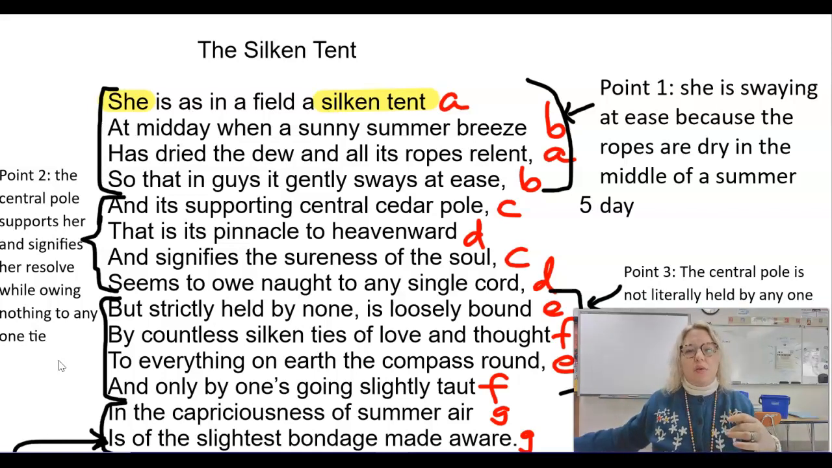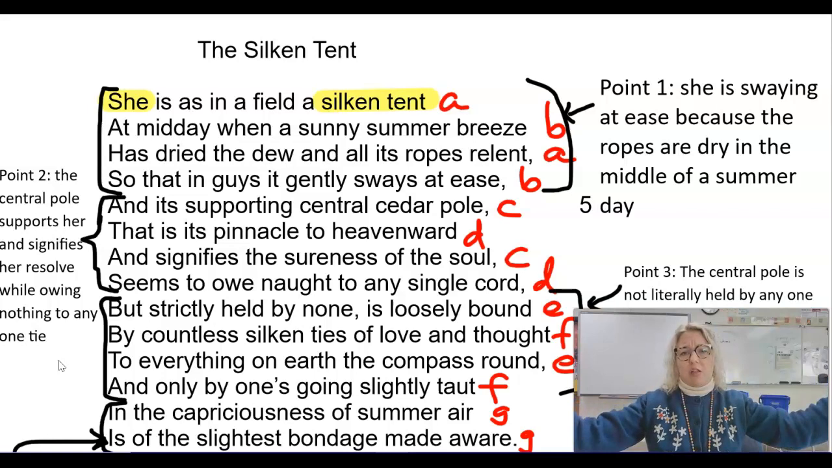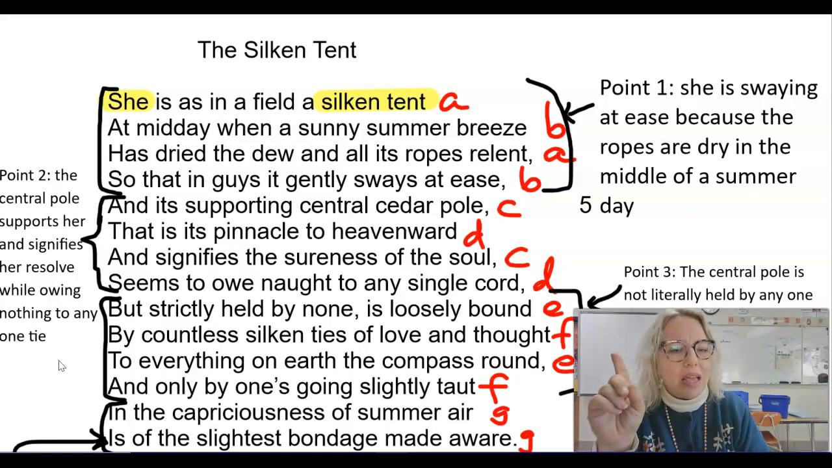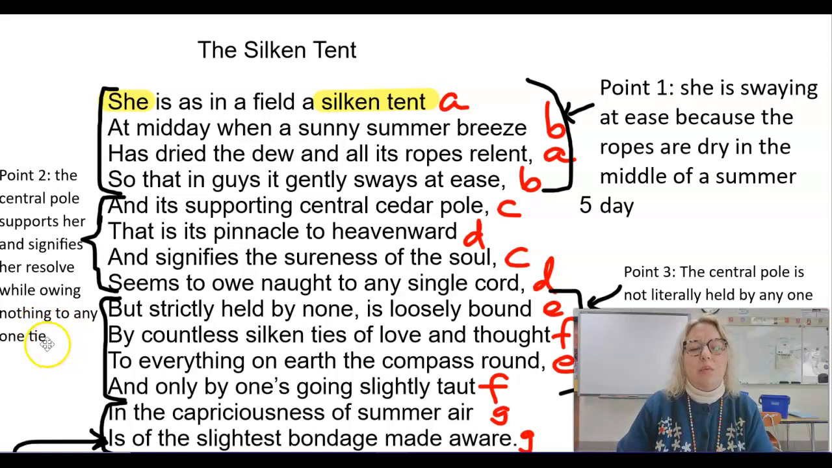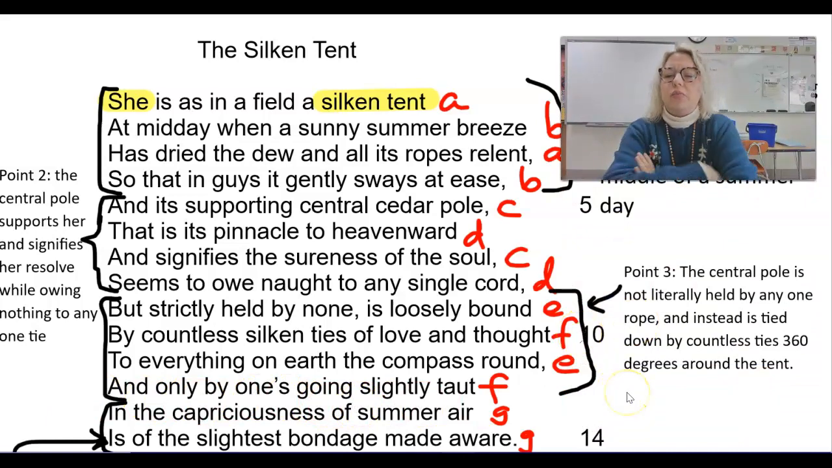The ties are also holding her up, because if you just put up a pole and you drape a piece of fabric on it, it's going to fall over, right? It also needs these ties that are tying it to the ground. But it's not just one tie, right? Owing nothing to any one tie. It's all of them put together. Point 3 in the third quatrain is that the central pole is not literally held by any one rope, and instead is tied down by countless ties, 360 degrees around the tent. So it sort of expands on that point too, and says that all of these ties are what keeps the tent up.